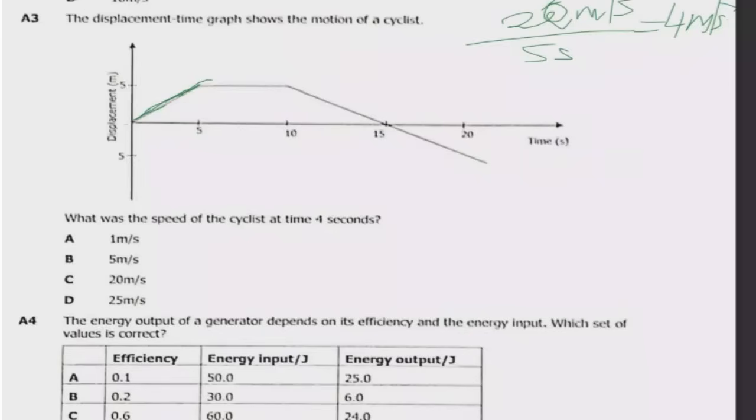To find the speed, we are not given the reading at 4 seconds, and we can't identify where 4 seconds is. So whatever point we use to find the speed is applicable even at 4 seconds. The interval we're given is 5 seconds and 5 meters. So speed is equal to distance over time. The distance was 5 meters and the time was 5 seconds. When we divide 5 by 5, it gives us 1. So that is 1 meter per second. That was the speed. So the correct answer is A.